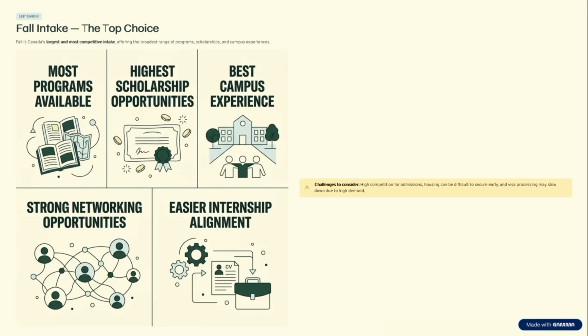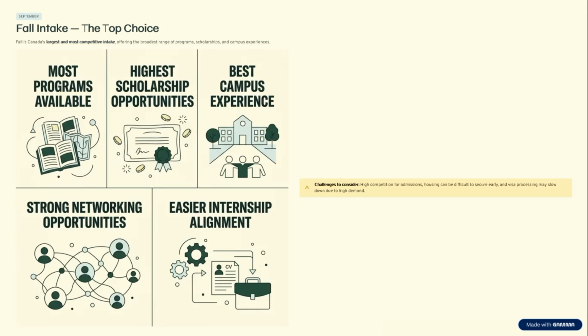The challenge we need to consider about fall intake is there is high competition for admission. As we said, it's the most loved intake among international students. So that means there are a lot of students, and then there is going to be high competition for admissions. Housing can be difficult to secure early, and visa processing may slow down due to high demand. Since a lot of students are opting to apply for fall, there are going to be a lot of competitions, difficulty in finding houses, and visa processing might slow down as well due to high demand.